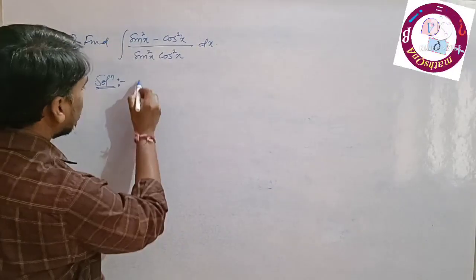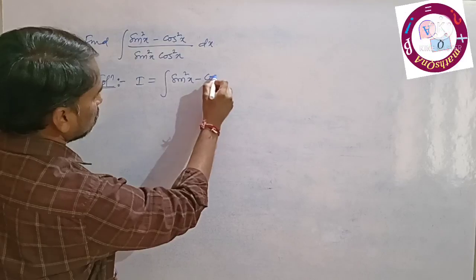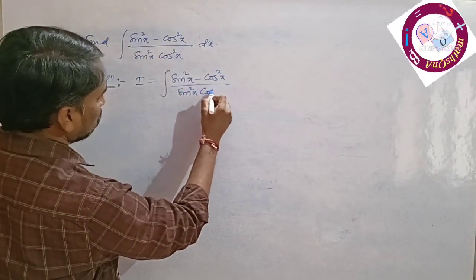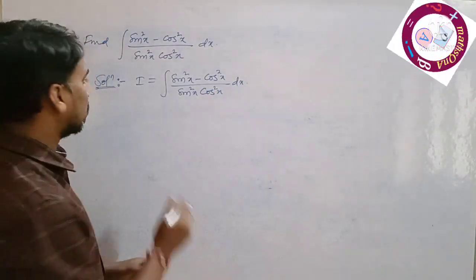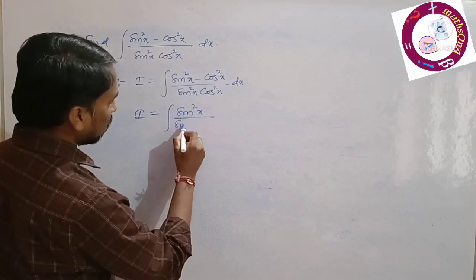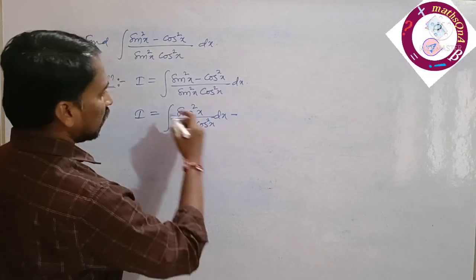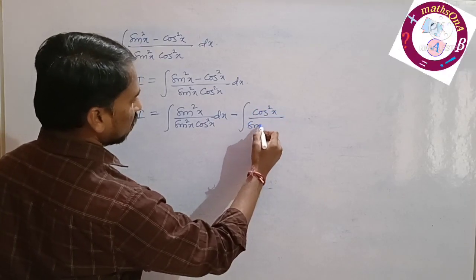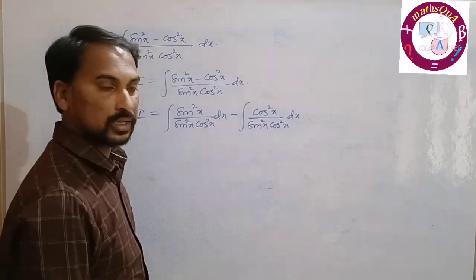Write the given integral, that is I is equal to integration of sin square of x minus cos square of x divided by sin square x into cos square x dx. Now separate it and integrate. I will separate here: sin square of x divided by sin square of x into cos square of x dx, minus integration of cos square of x divided by sin square of x into cos square of x dx. Okay, so simplify here.